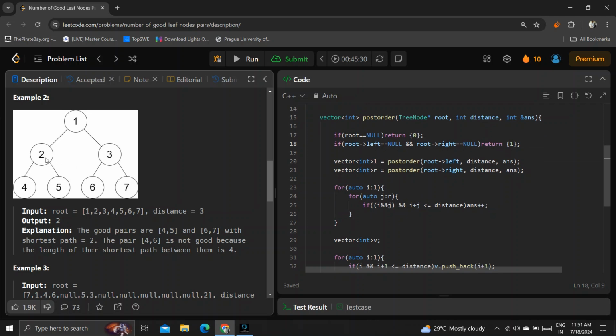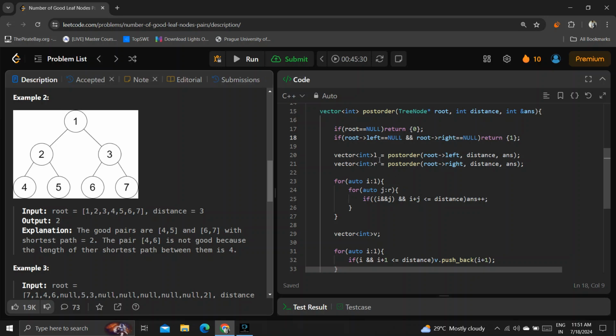Now where are we? We are at this particular node. I have got two vectors: L is containing 1 and R is also containing 1 at this node. I will traverse through left, and in the inner loop I will traverse the right. Right now it is containing one value, but there will be some cases where they will be containing multiple values.